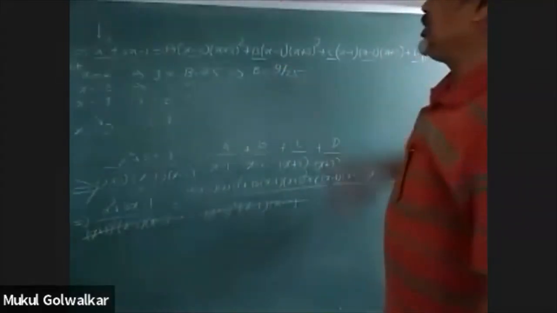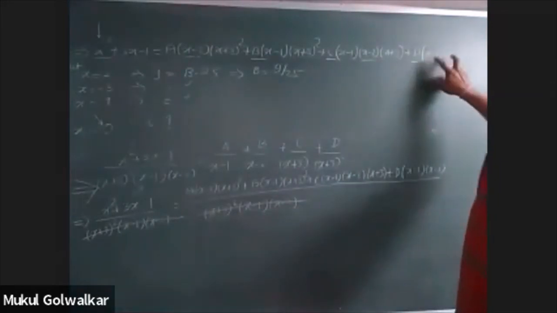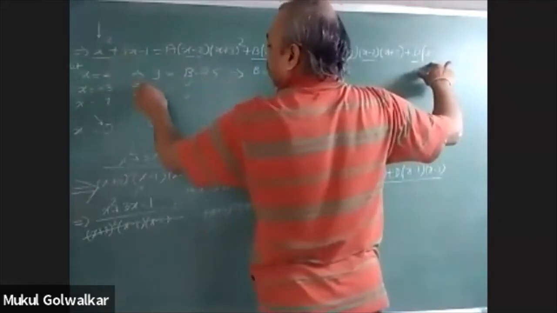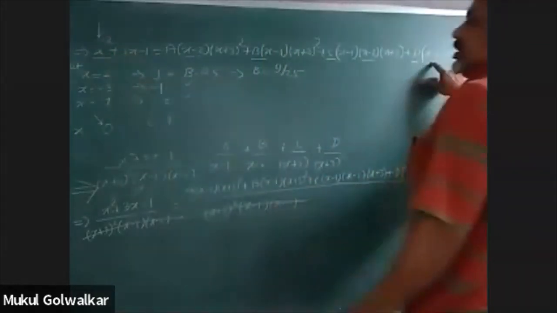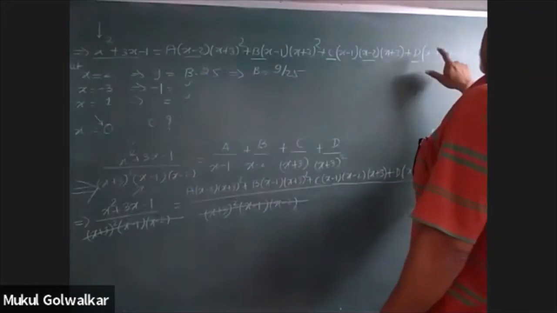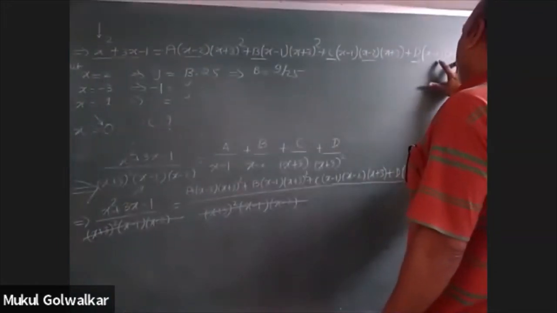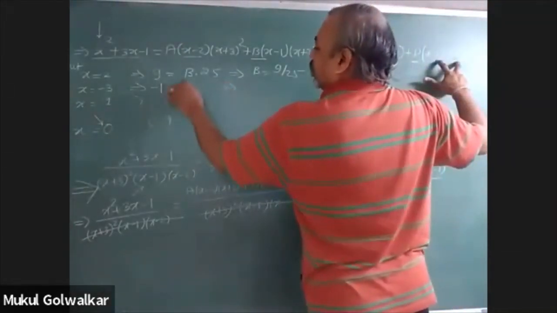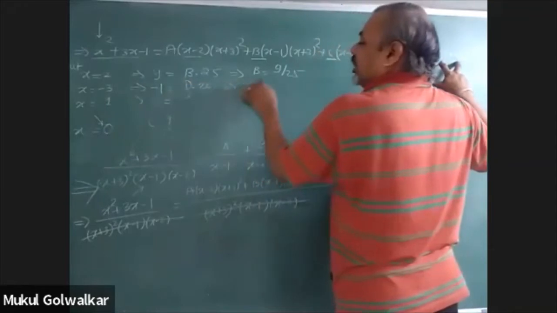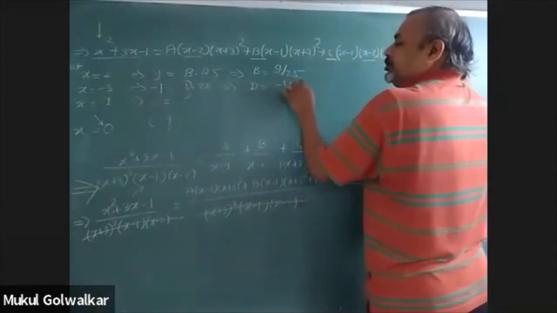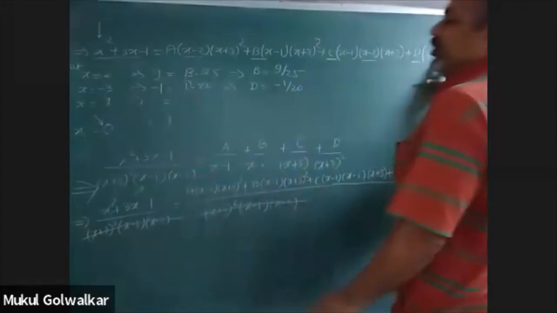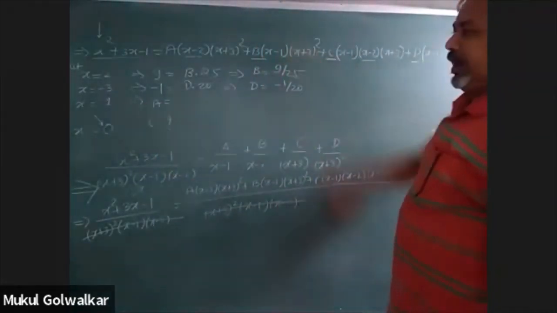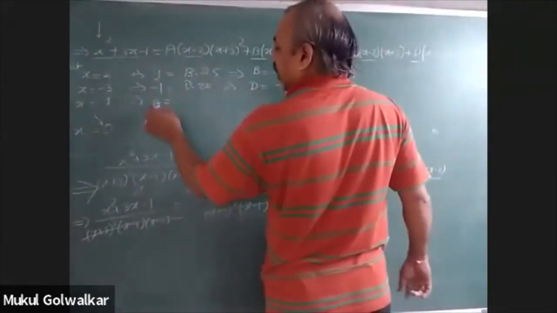Okay. Putting x is equal to minus 3. So 9 minus 9 will be 0. 0 minus 1 is equal to minus 1. And putting x is equal to minus 3 as I said, minus 4 into minus 5 will make it plus 20. So that will be giving you d into 20. So this will imply d is equal to minus 1 upon 20. And putting x is equal to 1 gives you the value of a. Okay, so this will be giving you 3.